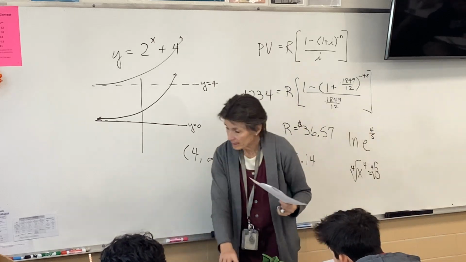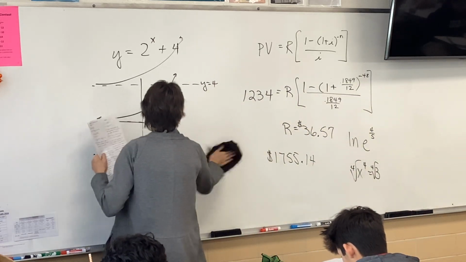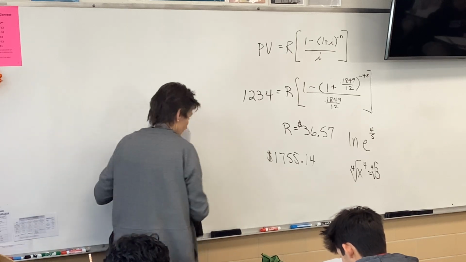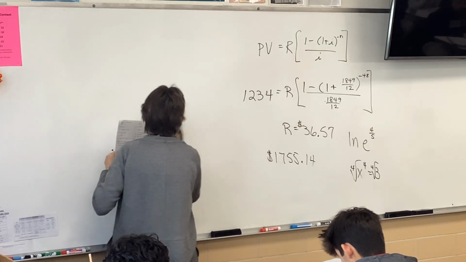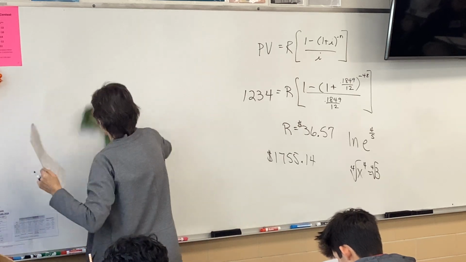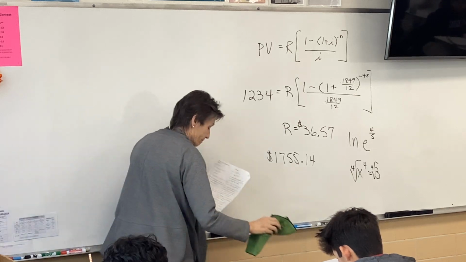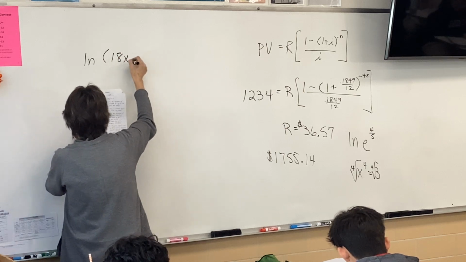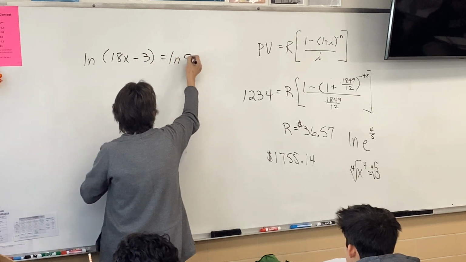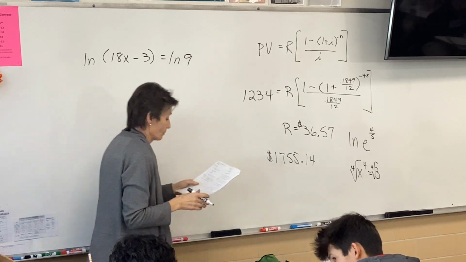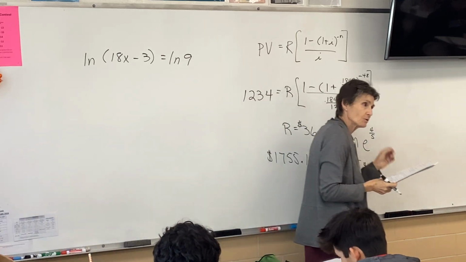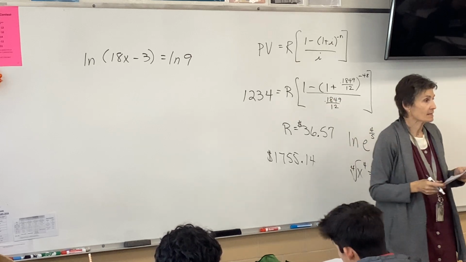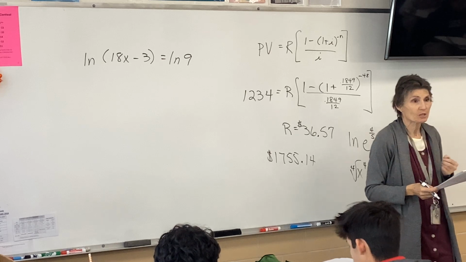Now look at it carefully and pay attention. It's going to be times by 8. Did you combine your logarithms on the left side? Hopefully you combined them into 18x minus 3? Because it's a multiplication.